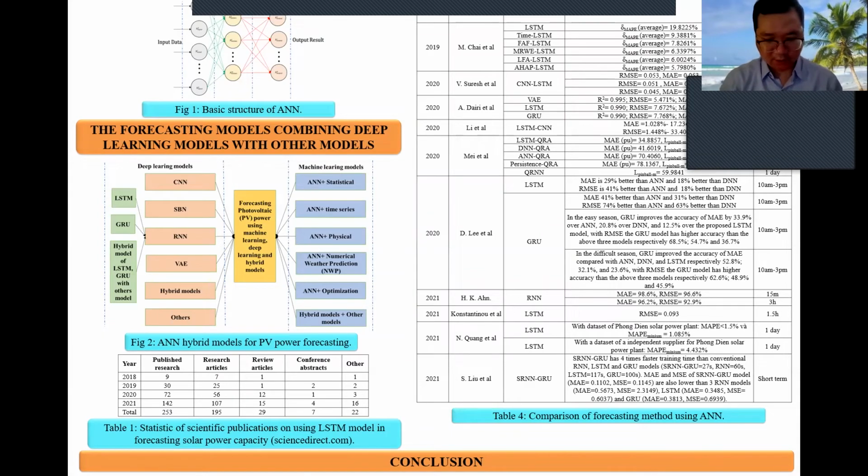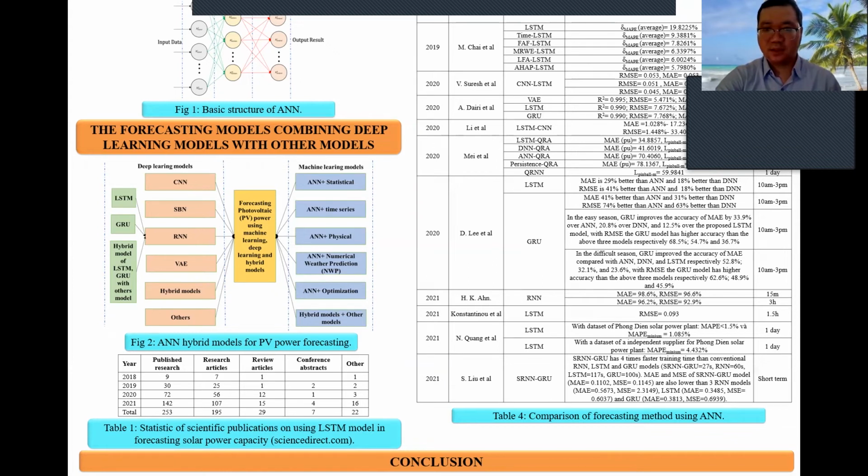This is possible, as in the study of Dilly et al. The proposed ZRU in the easy season improves the accuracy of MRE by 33.9% over ANN, 20.8% over DNN, and 12.5% over the proposed LSTM model. With RMSE, the ZRU model has higher accuracy than the above three models, respectively 68.5%, 54.7%, and 36.7%.